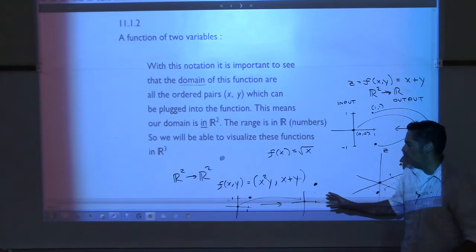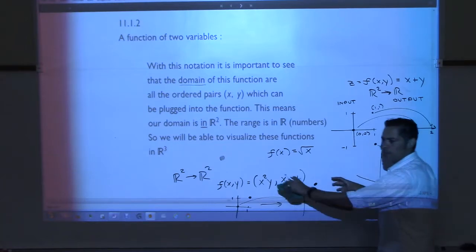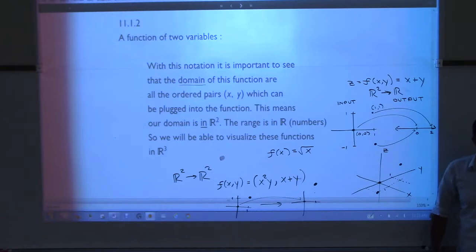Understand? Now, see how we took these two and we put them together into a picture so we could see it? What about here? What happens when I try and put the input and output together into a picture? I need four-dimensional space. And I can't do that. Right?